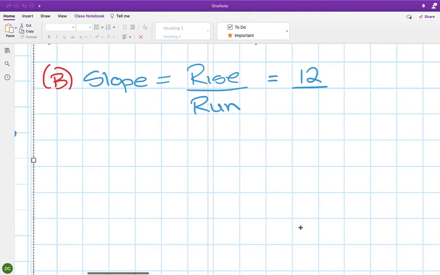So I'm going to go over here, and in place of the run, I'm going to put in 6. And then you use your calculator and you do 12 over 6. And you get 2.